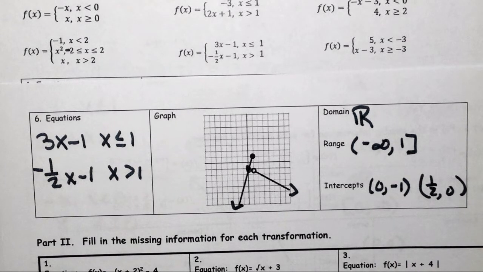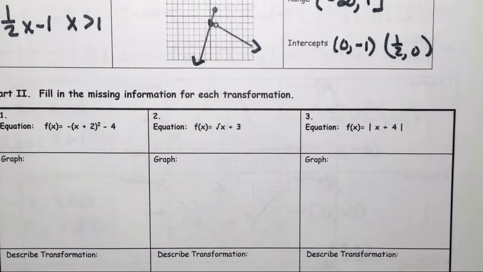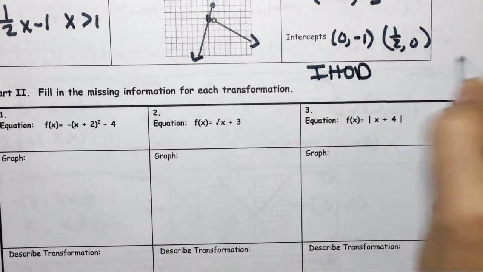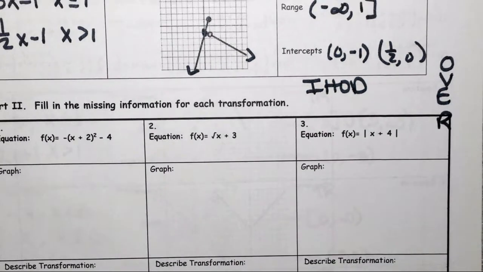Alright, so this first part of the video was all about piecewise functions. The second part of the video is going to talk all about transformations. So the acronym I told you to try to remember was IHOD, and over. So let's review what those mean.